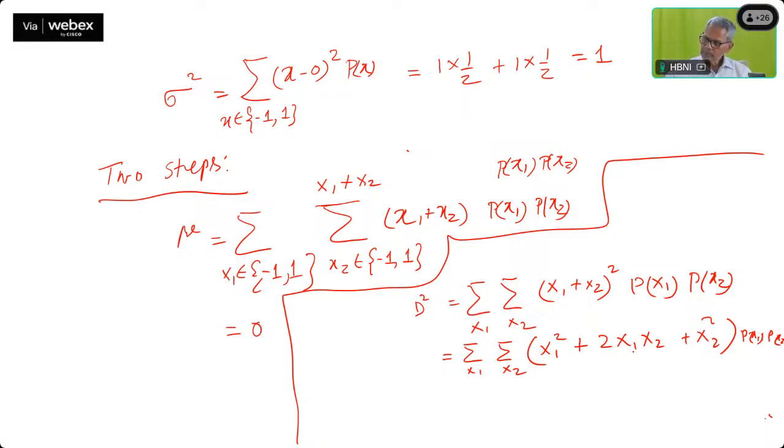Similarly, you will be mean. You will get here. Mean is 0, so this term will go. So you have to do this. This will be 1 into 1 plus 2 into 0 plus 1, because x1 square p x1 sum over x1, that is 1. That is what we derived earlier. Similarly, p2, another one gives 1. So what you are getting here is 2.